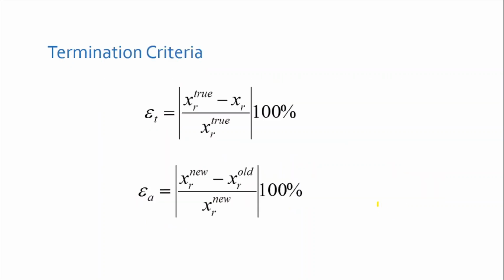So how about its termination criteria? If, for example, we know the true solution of the equation, you can get its true error, true percent error. But generally, why do we have to use a numerical solution if we know the true solution? Right? So this is not always the case. You cannot always determine the true percent error of the equation. So what's another alternative?